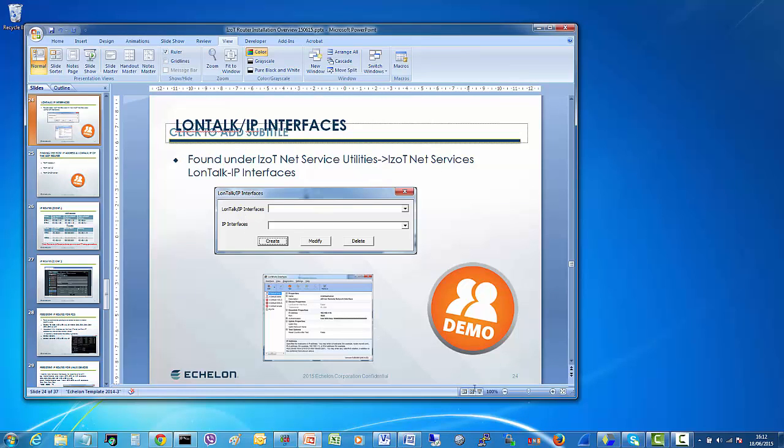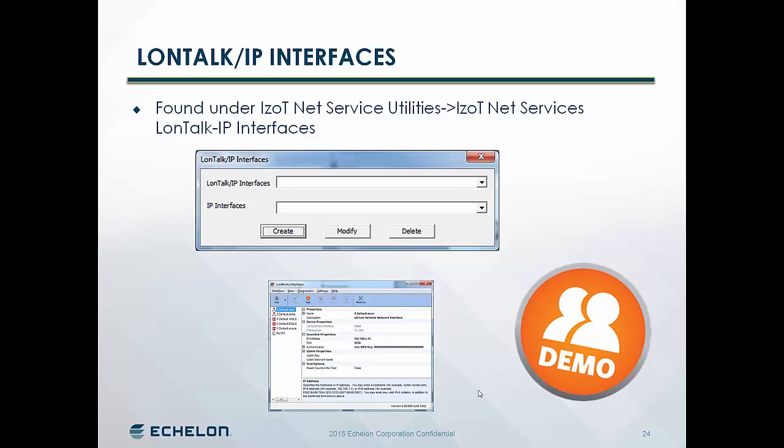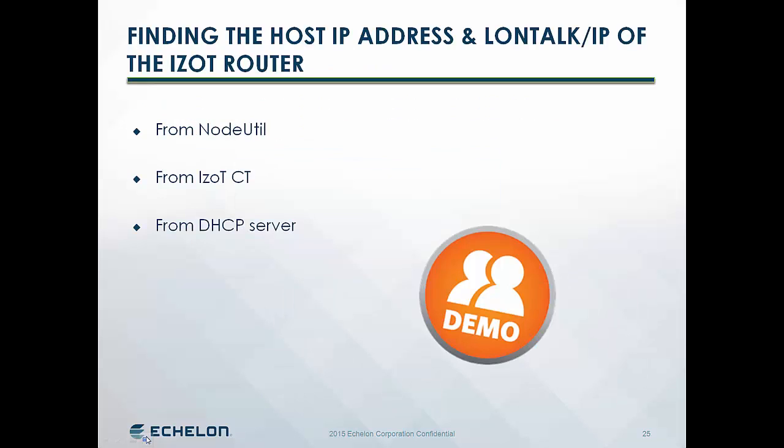Moving back to our presentation. So how do we find the host IP address and the LonTalk IP address of our IzoT router? Well, we can do that from within node-util, or from within IzoT, or from within the DHCP server. And we're going to show you each of those in turn.